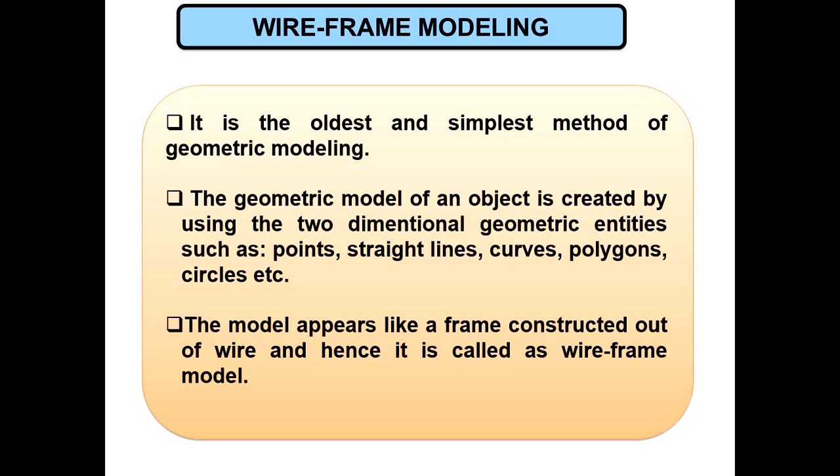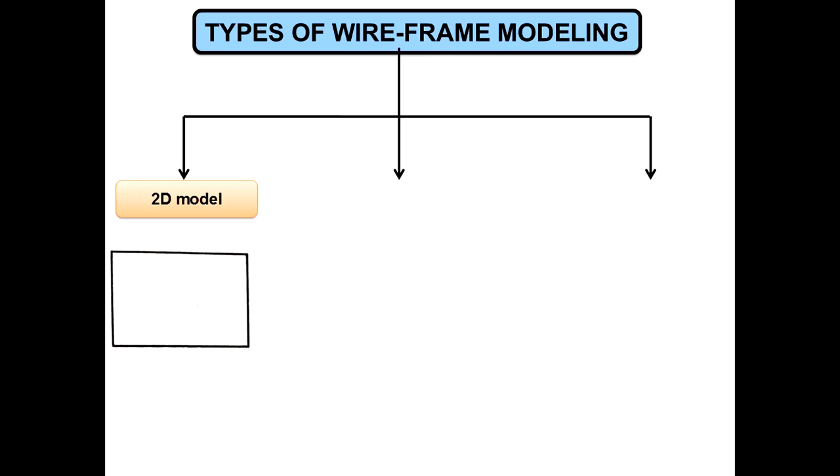This model appears like a frame that is constructed out of wire, and hence it is called a wireframe model. Simply, a wire appearance will be there, and because of the wire appearance, it is called wireframe modeling. So we can see the different types of wireframe modeling we are having. We have three types of wireframe modeling.